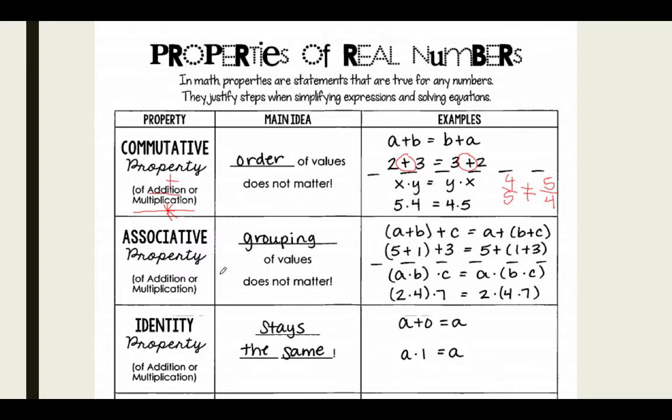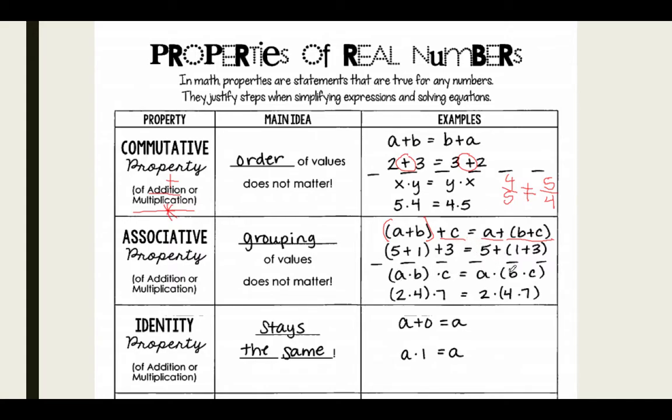Associative property. So associative property of addition or multiplication means basically you can move your addition anywhere. It's kind of the same thing. Grouping of values does not matter. Kind of the same thing as the commutative property. So see how they have this a plus b, and inside a plus b, you have to do those first, plus c. You could do b plus c and plus a. It doesn't matter if it's all addition.